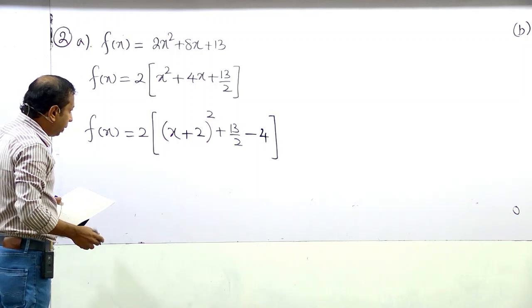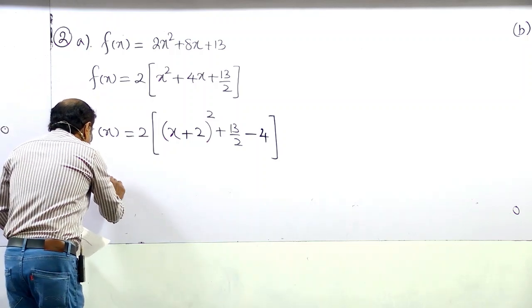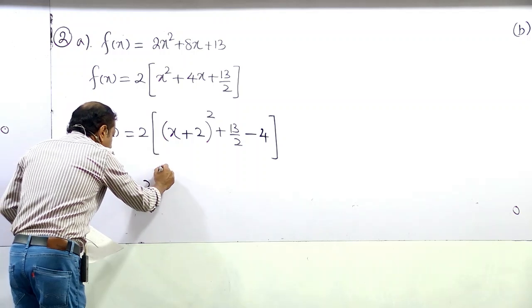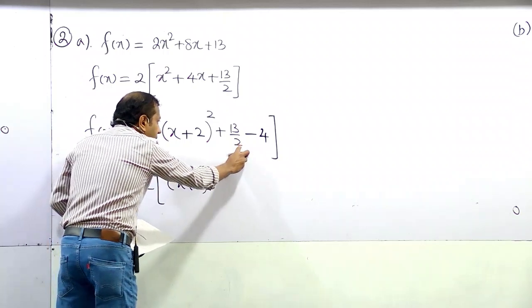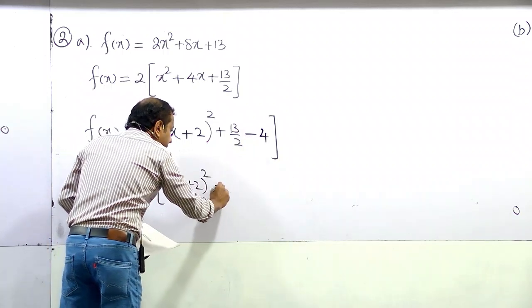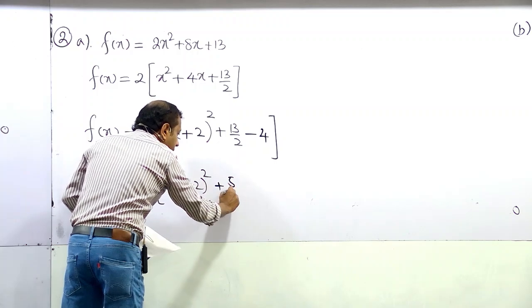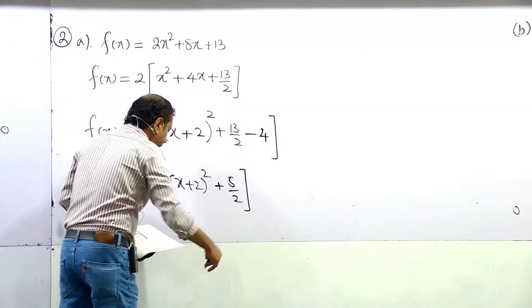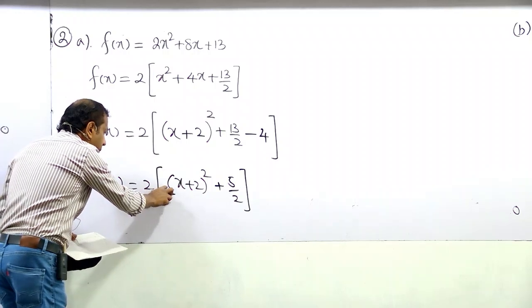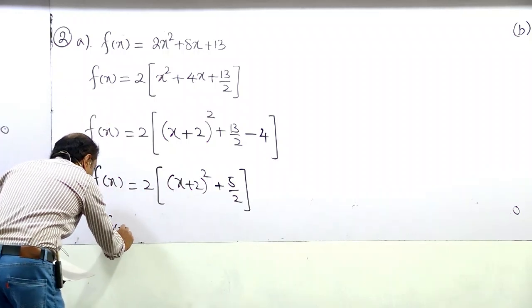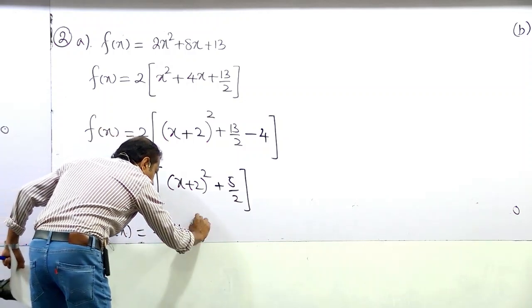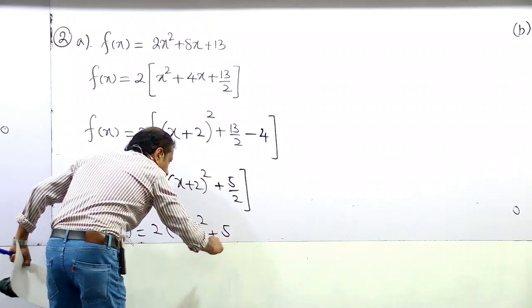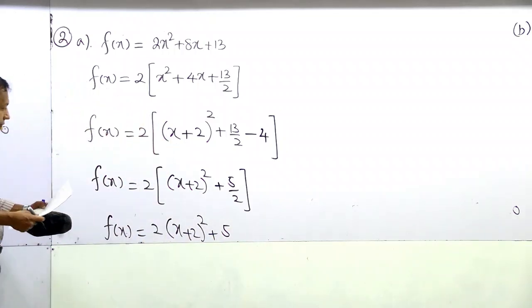Then we can simplify here. f(x) equals 2 times (x plus 2) perfect squared, here what do you get? 13 minus 8. What is that? 5. Here we have 2. Now remove the bracket by multiplying this 2. What do you get there? f(x) equals 2 times (x plus 2) perfect squared plus 5. Correct, no?